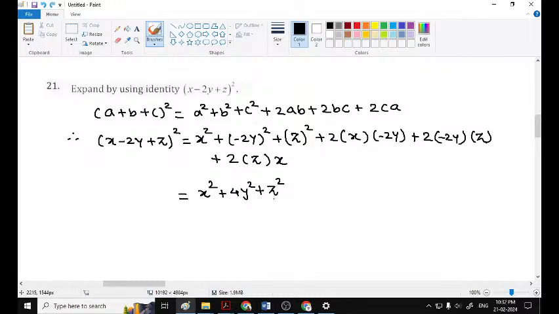In a product of three terms, if one term is negative, then the product is negative. So this is 2 into 2, minus 4xy. Again here in this product of three terms, one term is negative, that will make the product negative, and this is minus 4yz plus 2zx.